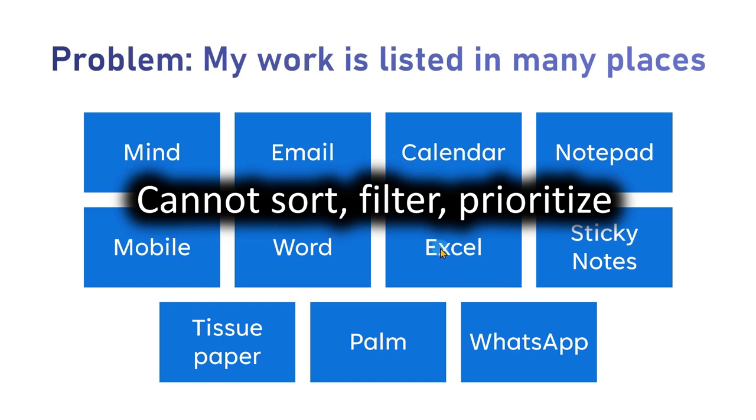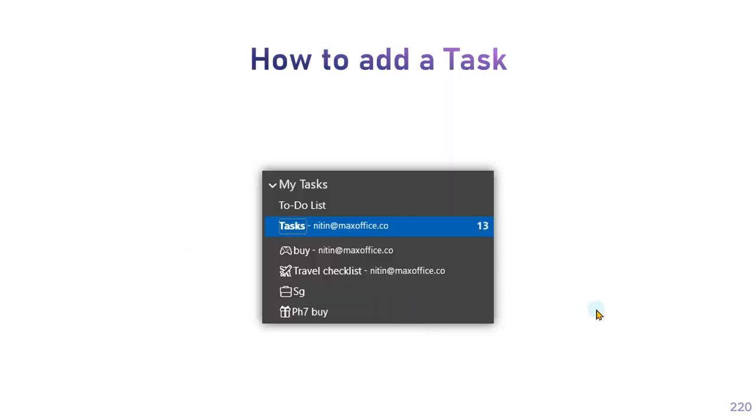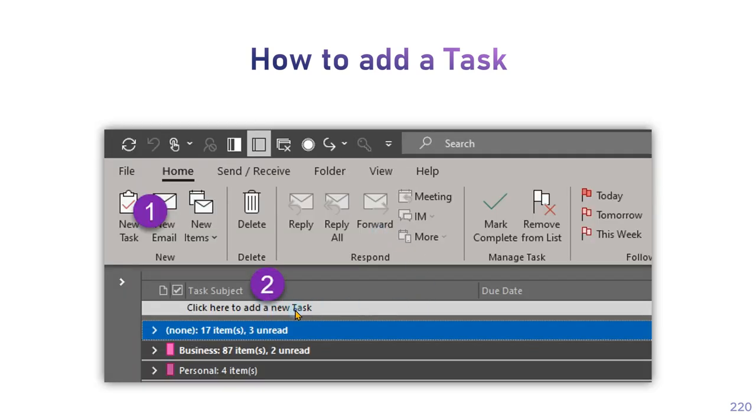So what is the solution? Problem is scattering. Solution is unification. To put it in one place, and that place cannot be personal liking or preference. That has to be the most suited place for managing the task list, and that happens to be Outlook task folder, not the To-Do list task folder. So go there, wherever the task originates, just add the task, put the due date, and you are good.